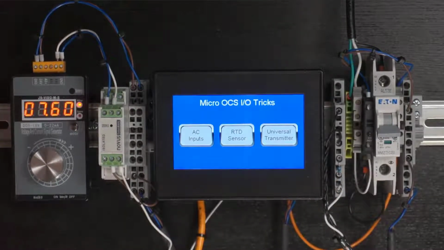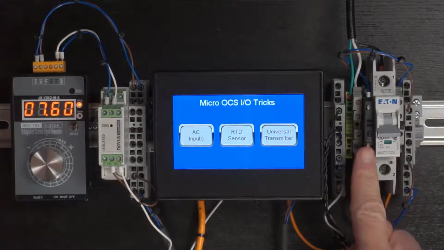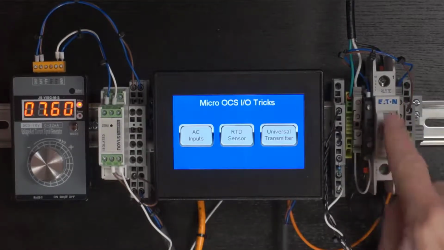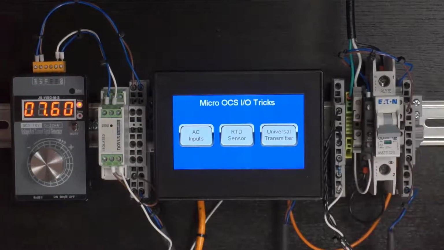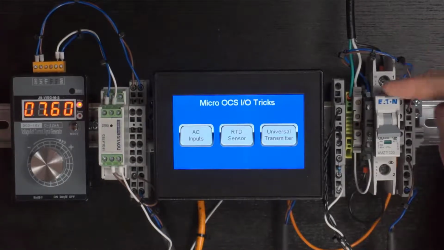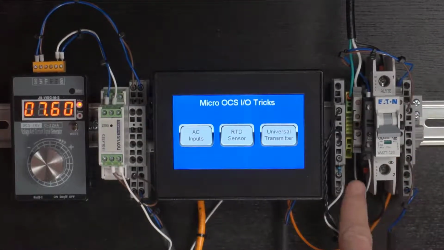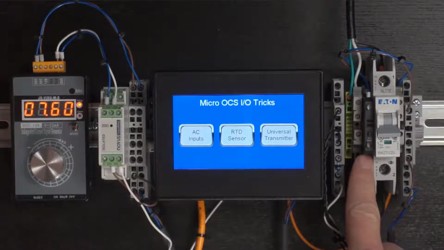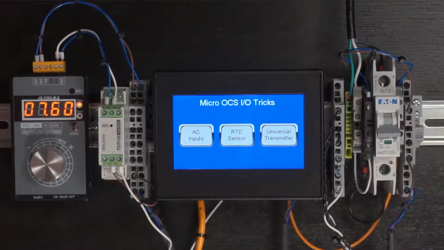I've actually wired this one up. There's one right here, and I'm using this circuit breaker with a manual switch on it to switch an AC signal. We've got a hot signal running into the top of the circuit breaker, down the circuit breaker and into the optoisolator. We've got neutral coming into the optoisolator as well. On the other side, we've got our DC connections, and coming out of our DC connections on the other side of the optoisolator, we have this orange wire here that's wired into a digital input on the Micro OCS.